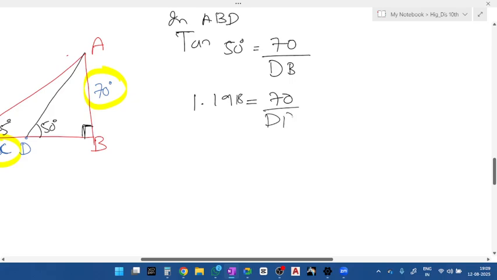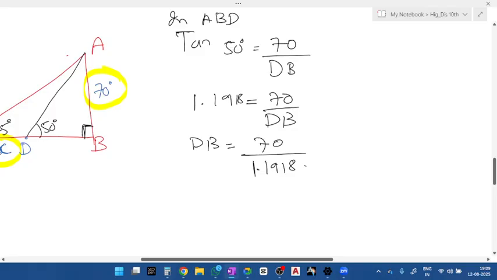Divided by dB. So if you want to find dB, dB is equal to 70 divided by what? 1.1. Okay, 1.1918.